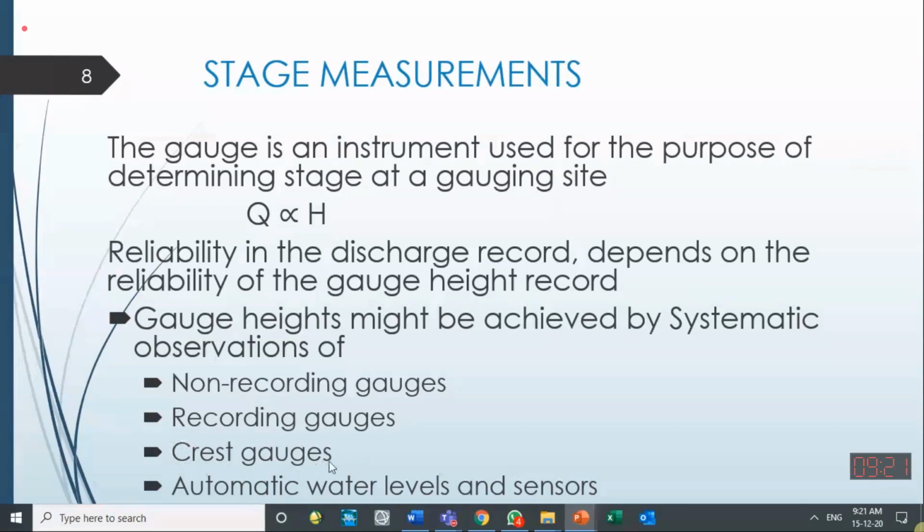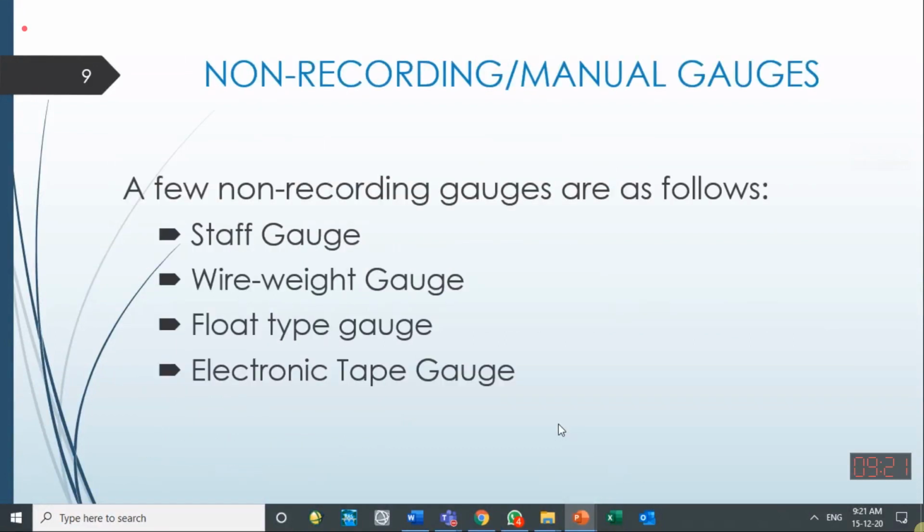Here the maximum elevation, like we had the maximum temperature thermometer. Similarly, we have the crest gauges over here to record the highest elevation of the previous time period. And there can be automatic gauges which continuously record the data.